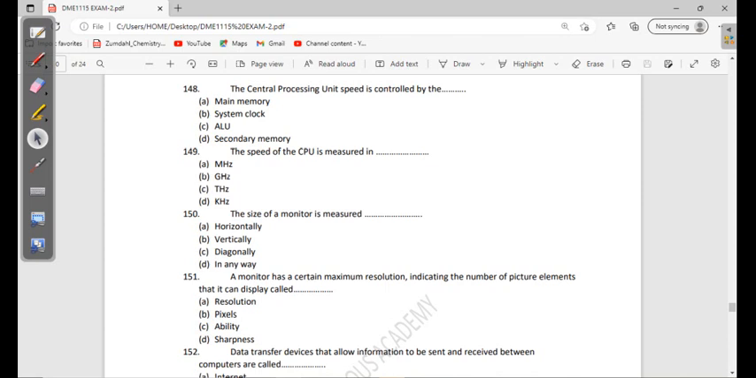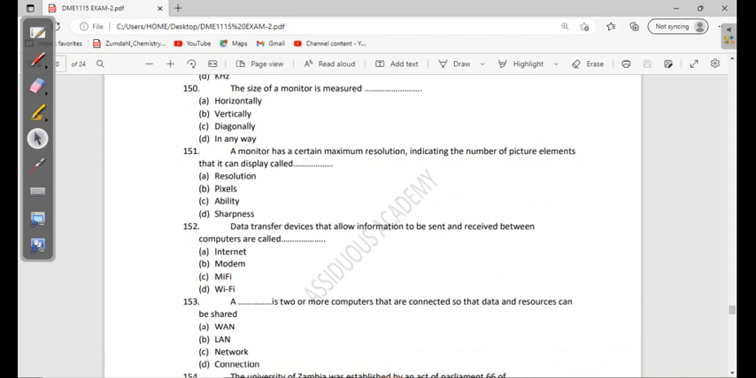B. 150. The size of a monitor is measured horizontally, vertically, diagonally, in any way. So it is measured diagonally. You start from one corner and then go to the other corner. So you measure it in this manner. So that is diagonally.